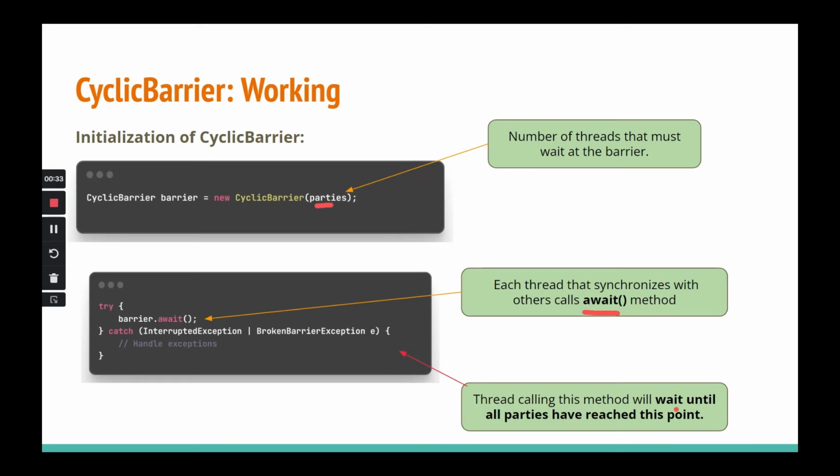The thread calling this method will wait until all parties have reached this point, unless you get an interrupted exception or a broken barrier exception, when the barrier is going to release and this entire scheme is no longer valid. Otherwise, they're all going to wait for the other worker threads to complete.